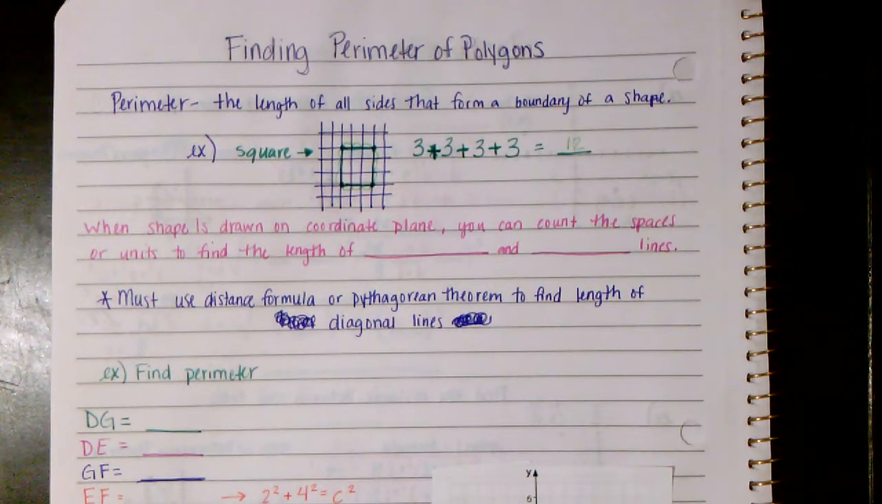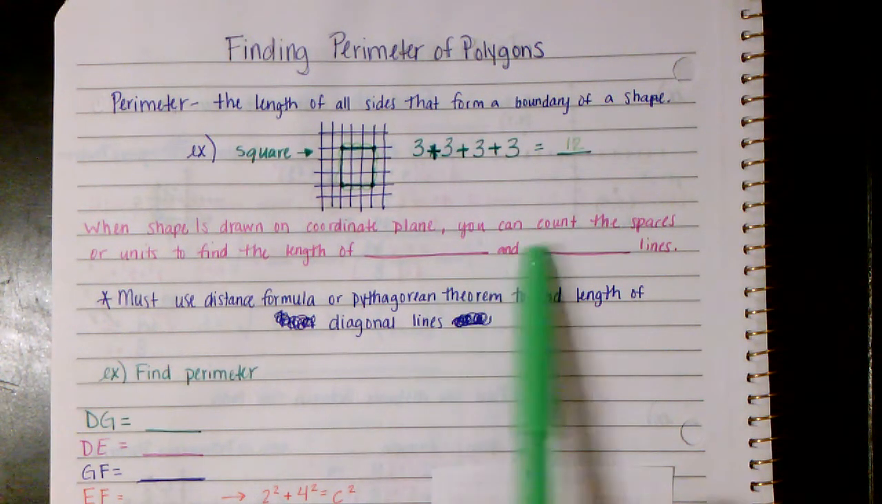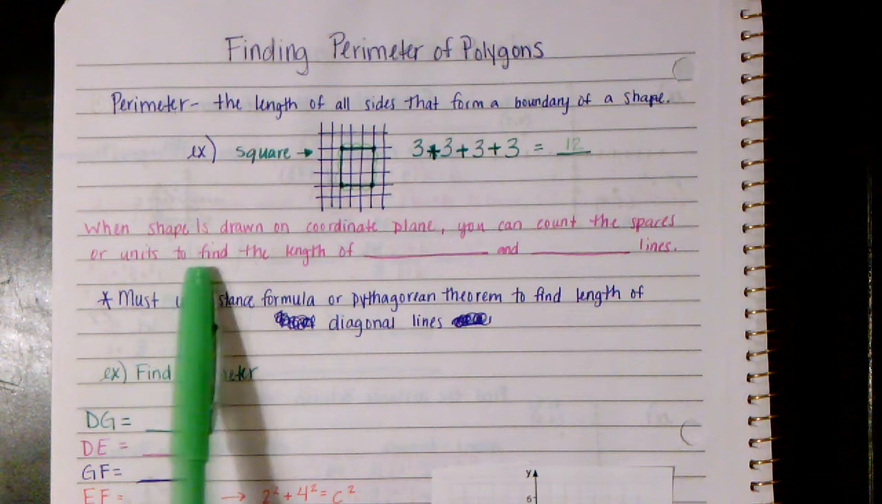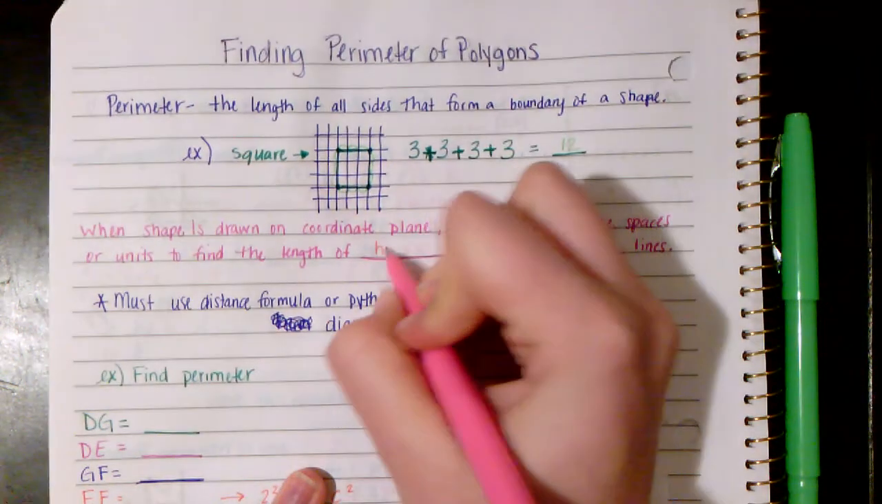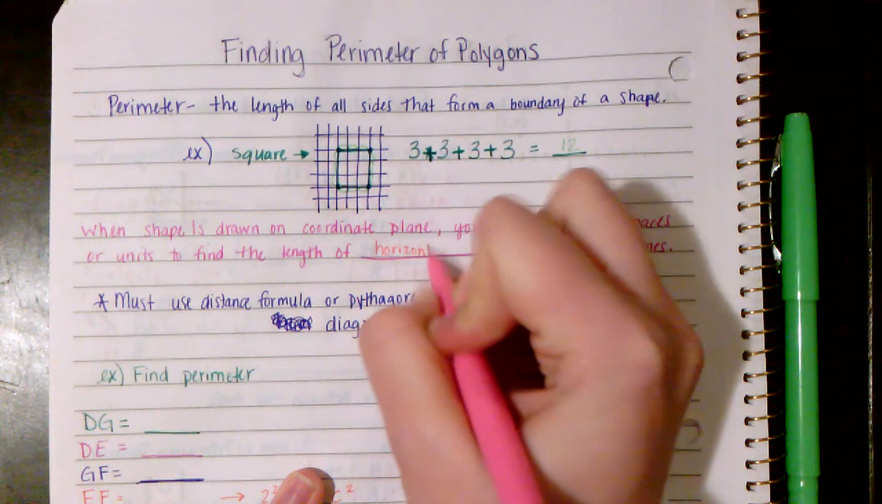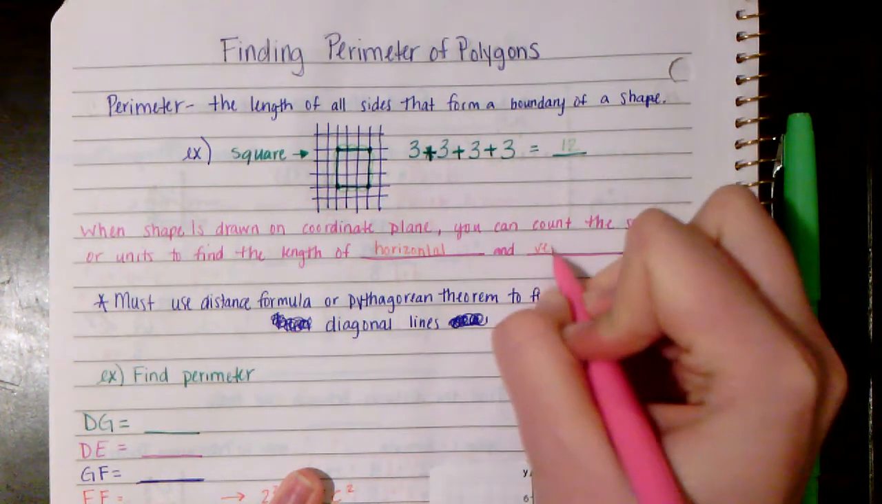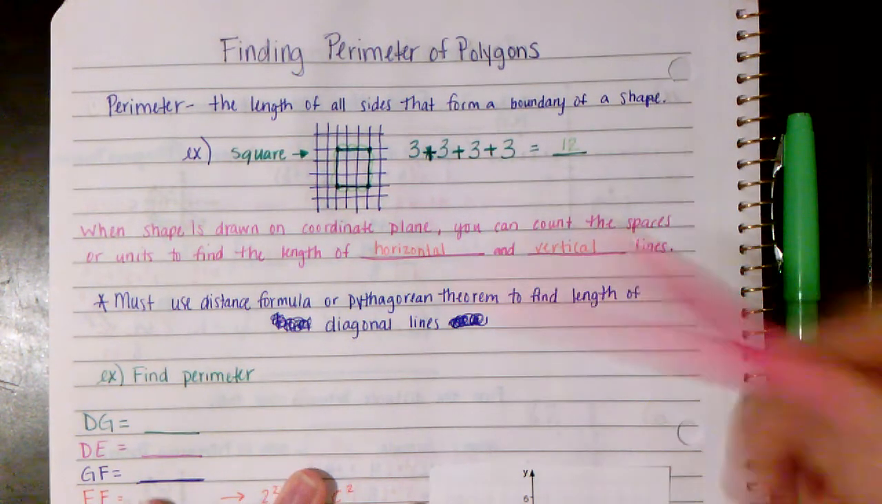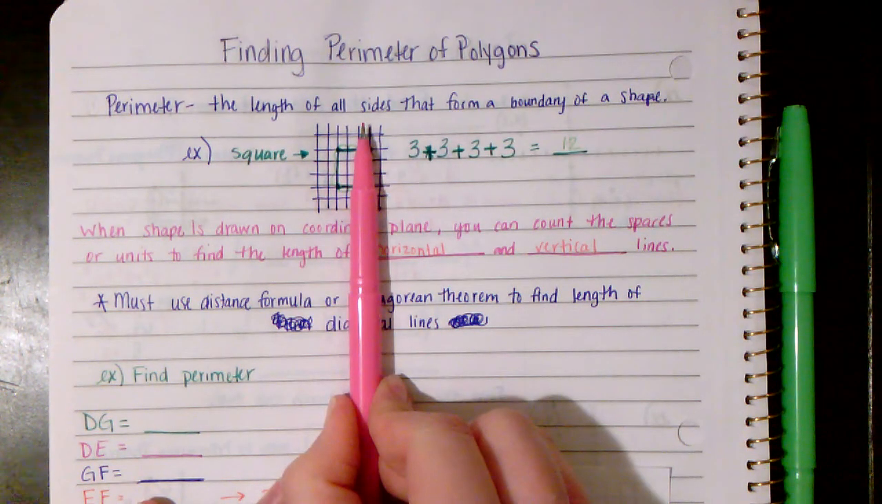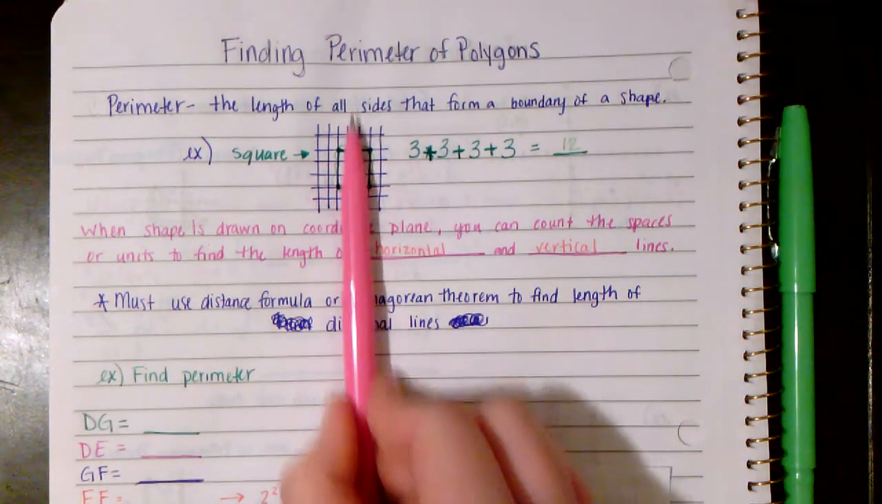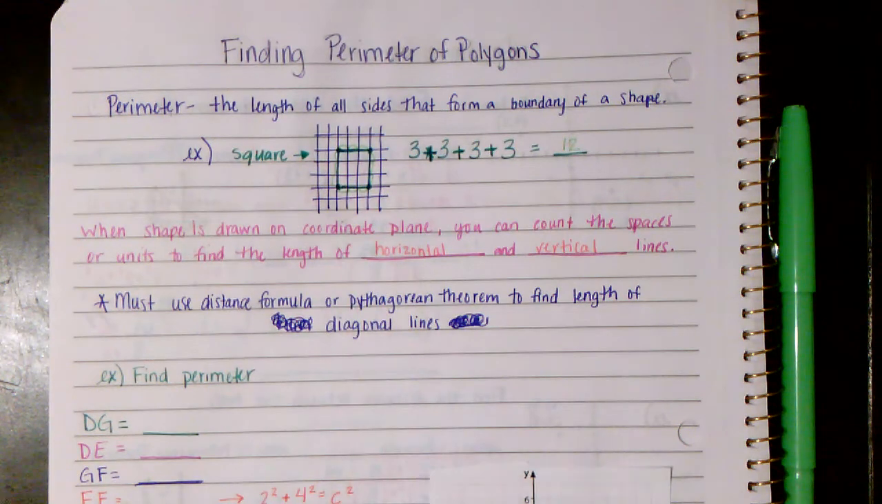And again, when you're on the coordinate plane, you can count the spaces or units to find the length of horizontal and vertical lines. So if the lines are straight horizontal or straight vertical and they're sitting right on those coordinate plane lines, you can figure out the length of those lines by simply counting the spaces. Those are always super easy, and we go for those first.